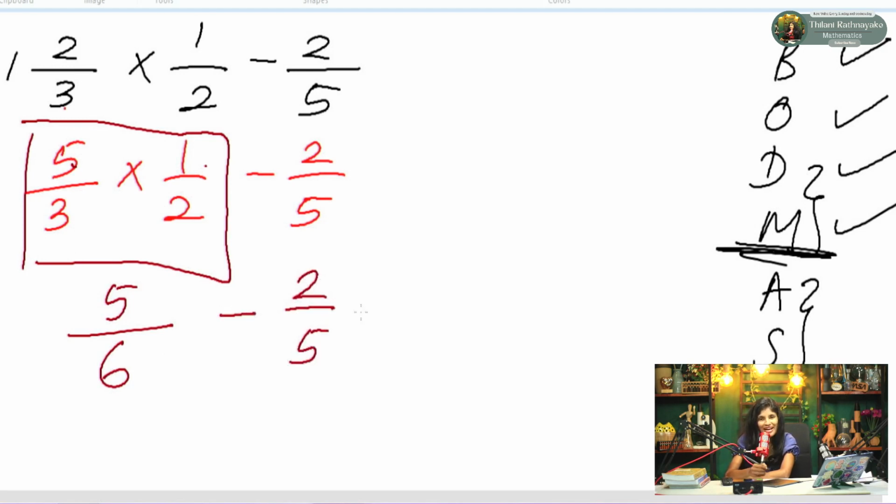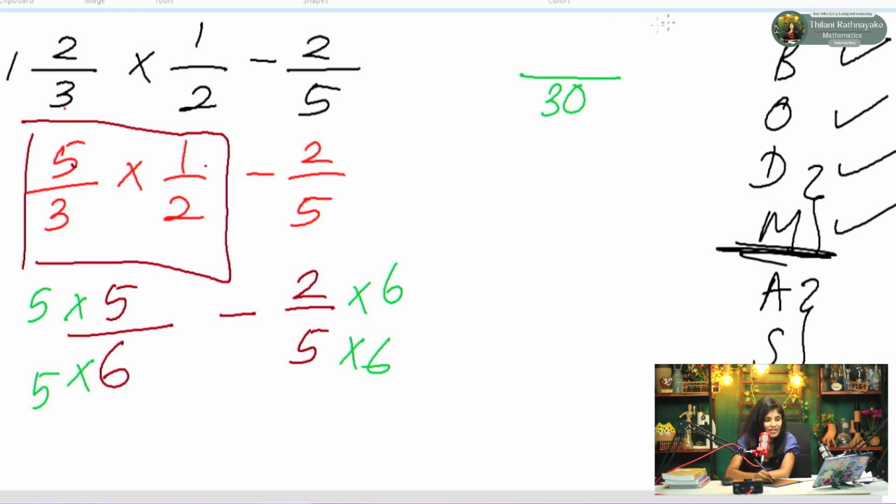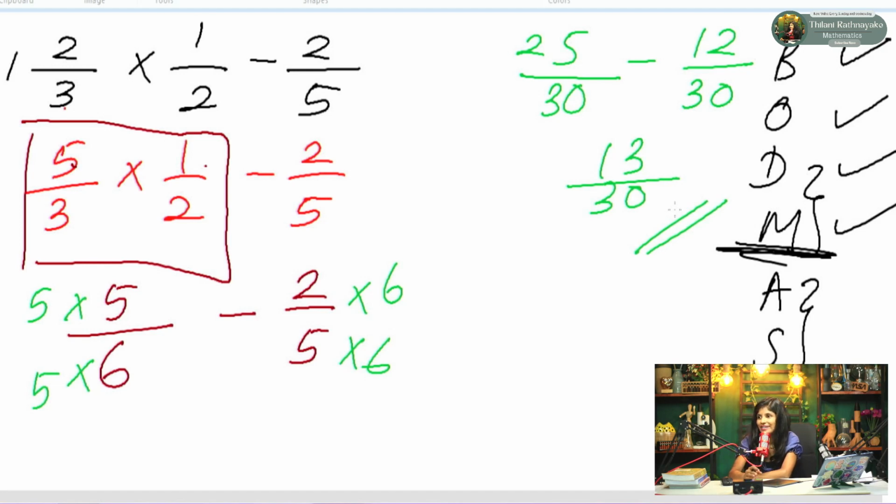Now we have to do the subtraction part. What we have to do here to do subtraction? We have to take a common denominator, right? So I will multiply this side by 6, both numerator and denominator, and here by 5, to take the common denominator 30. So 5 times 5 is 25, subtract 2 times 6 is 12, over 30. Now the common denominator is 30. 25 subtract 12 means that is 13. That's it. So this is your final answer.